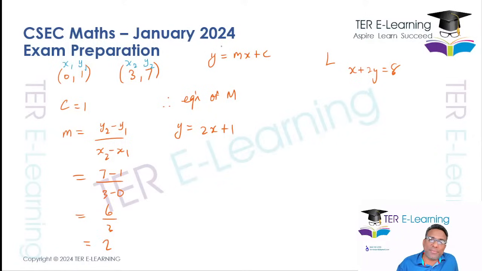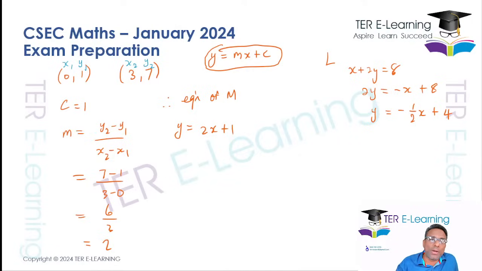So therefore, anytime they ask us about gradient, you have to write it in this format first. So in this case here, it's going to be 2y is equal to minus x plus 8. So then y is equal to minus a half x, plus 8 divided by 2 is going to give you 4.